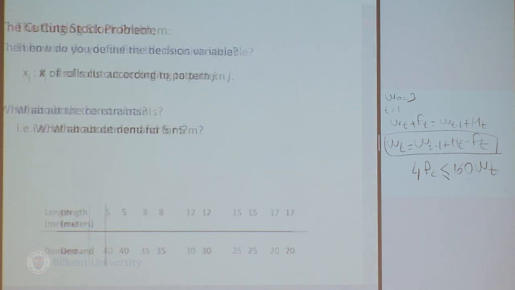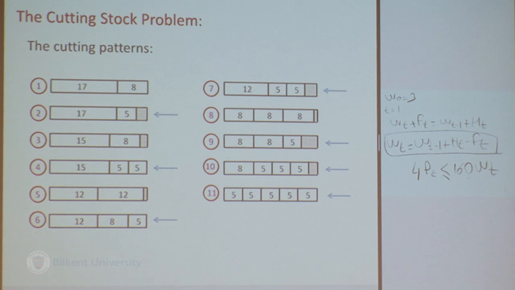Let's do the 5. Tell me the constraint for 5. I already marked the correct patterns. Tell me the constraint for the 5 meter length ones. x2 plus 2x4 plus x6 plus 2x7 plus x9 plus 3x10 plus 5x11. Exactly. It has to be at least 40.